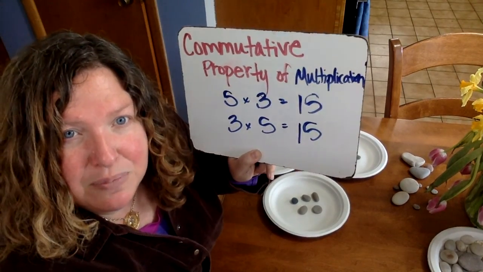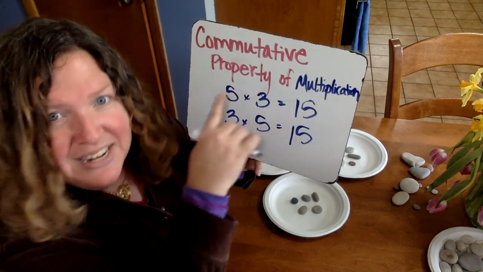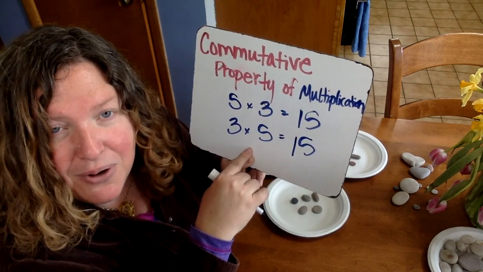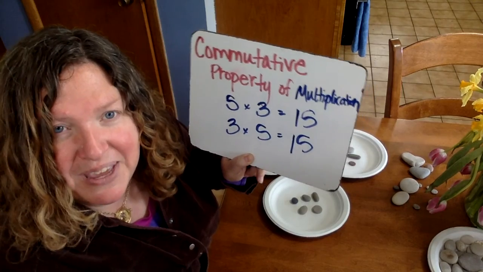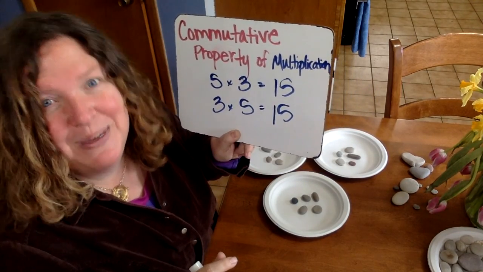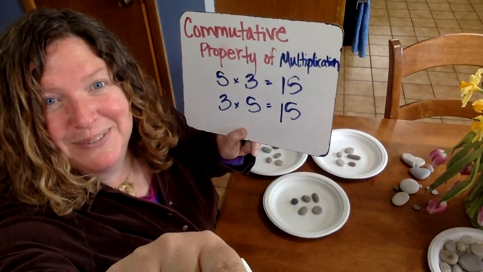Let's see how the commutative property can help us when it's not a fact that we already know, but something that we can specifically choose the commutative property to help understand the problem and help us solve it. So we'll see in just a second.